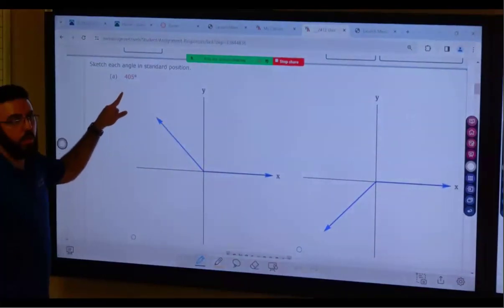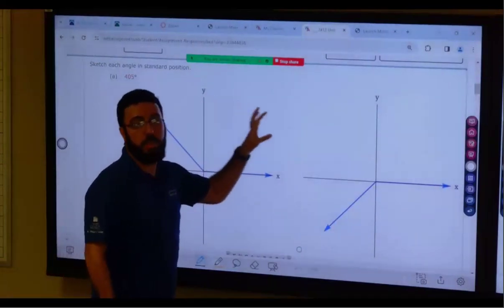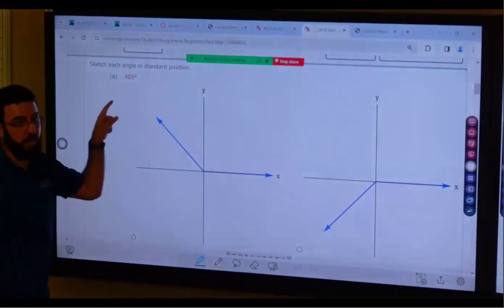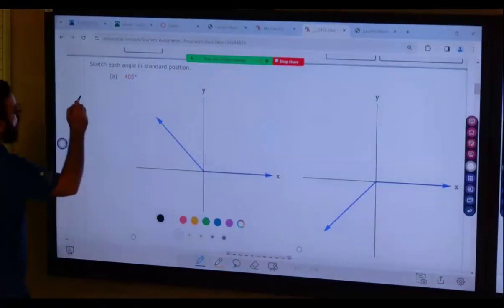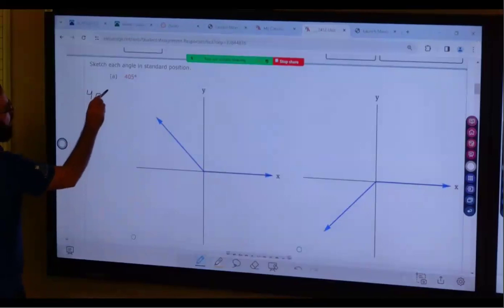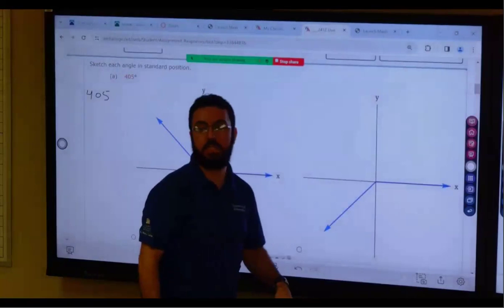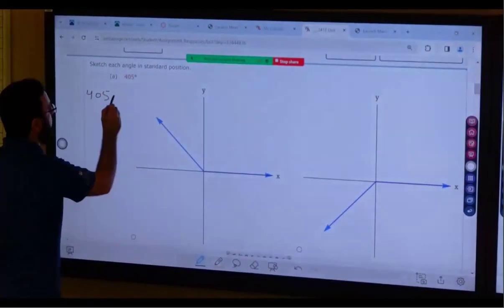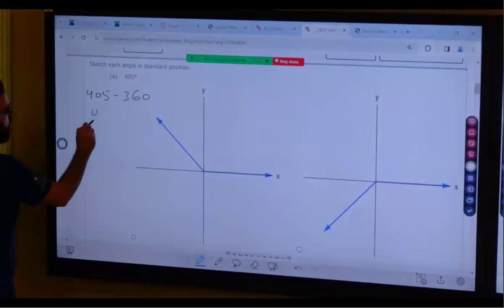So do 350 and then you have some other. Yes, that means we're gonna find the coterminal angle for this one. That means if I say 405, what are you gonna do? You're gonna add 360 or minus 360? So if I minus 360, how much is it going to be? 45.